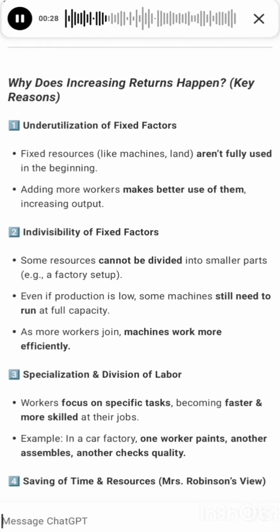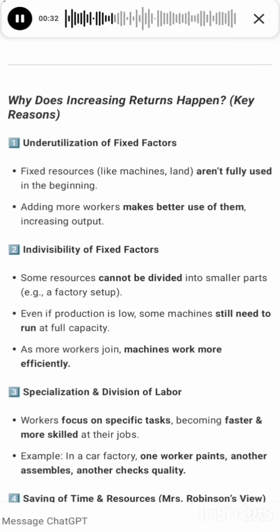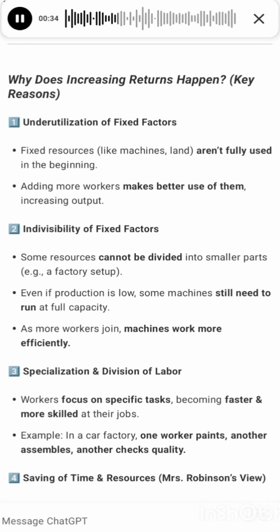Why does increasing returns happen? Key reasons. 1. Underutilization of fixed factors. Fixed resources, like machines and land, aren't fully used in the beginning. Adding more workers makes better use of them, increasing output.